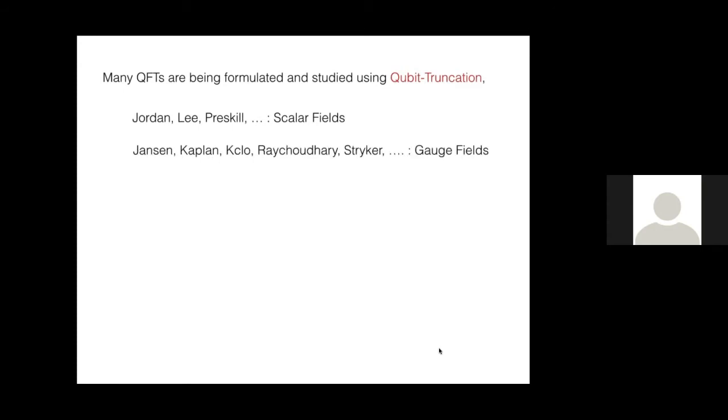So many QFTs are being formulated using the qubit truncation approach. It all started with scalar field theories, and then more recently, people have been exploring gauge fields. There are also people exploring some kind of discretization or digitization where the original symmetry is broken into a discrete subgroup. And then the hope is that as you make n larger, the discrete subgroup becomes larger and larger. For example, U(1) is being explored as Z_n. And then the question is, as n becomes larger, does the U(1) emerge quickly?